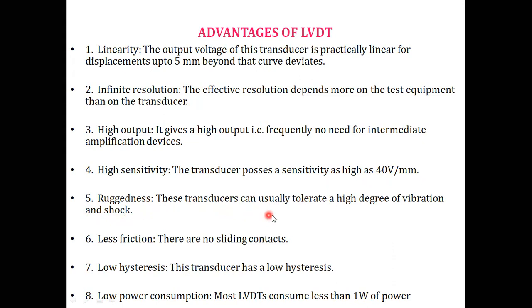Ruggedness. These transducers can usually tolerate a high degree of vibration and shock. It is going to withstand a high degree of vibration and shock. That means it is a very strong device. Though I am making some vibrations or shock to the entire measurement setup, it is going to withstand that vibration as well as shock.